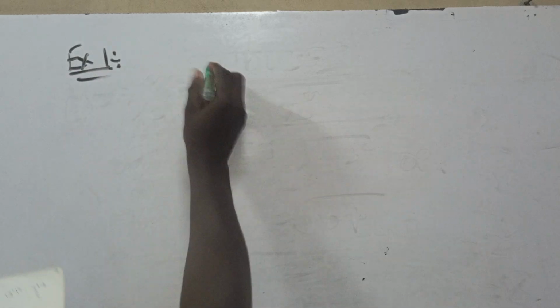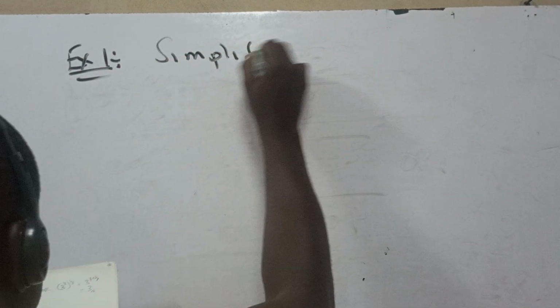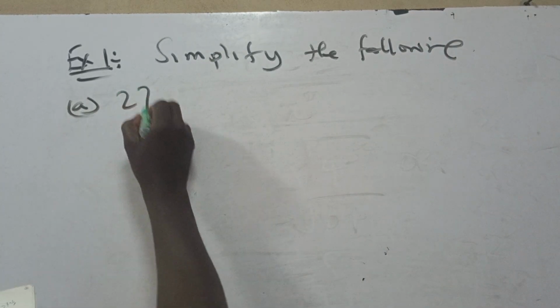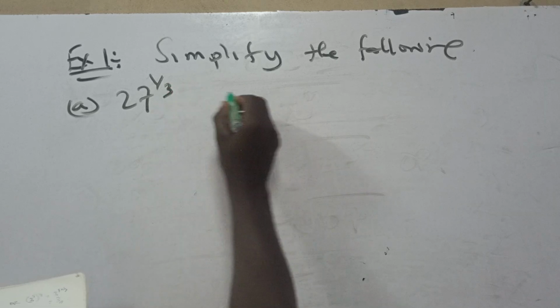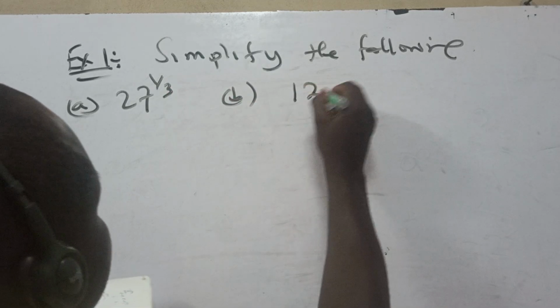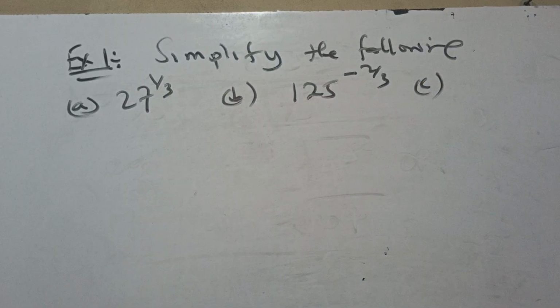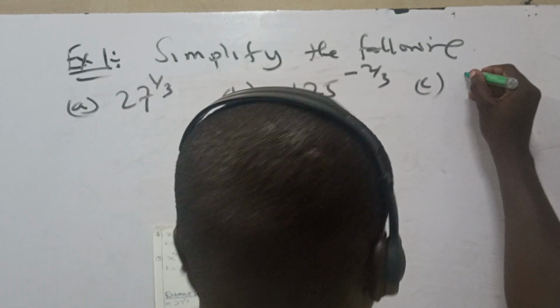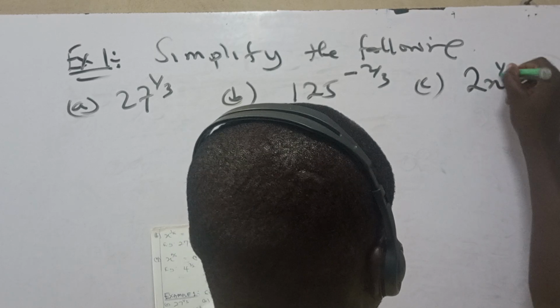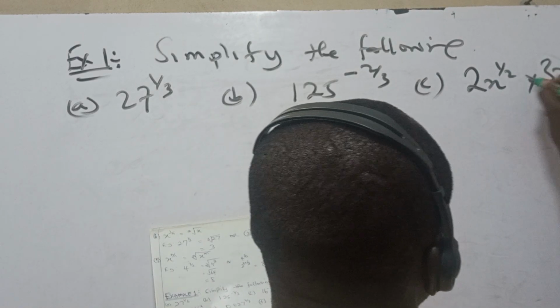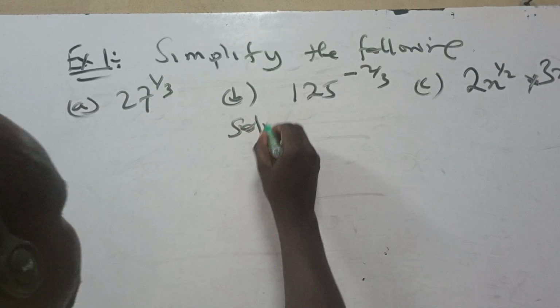So I want to take examples. Let's say example 1. Simplify the following. That is, let's give examples and let's apply some of the laws that we have considered for today. Then there's another one, 125 raised to minus 2 over 3. Then let's take one more question in this section. 2 raised to power s raised to power half multiplied by 3 raised to power s raised to power minus 5 all over 2. Okay, this is example 1 now.